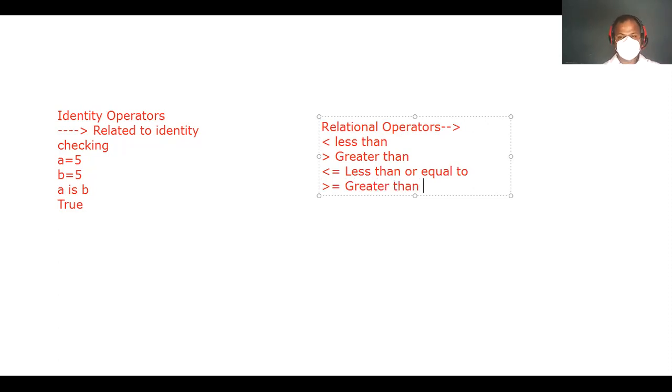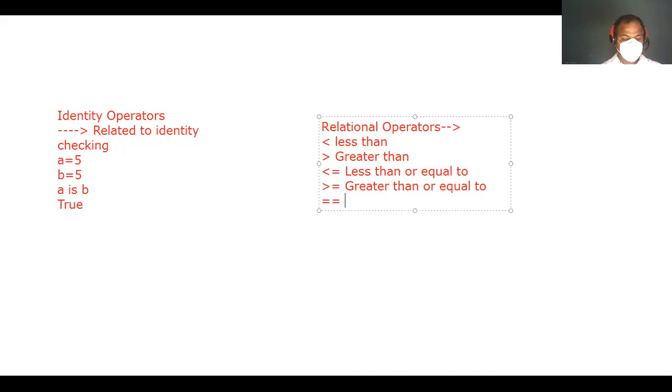Relational operators. So what are they? As the name suggests, they show the relationship between two or more variables. Such as less than, you all know less than, and this is the greater than sign. Less than or equal to, and greater than or equal to.